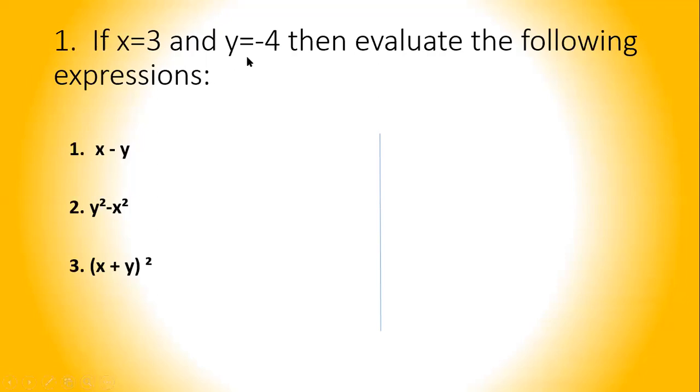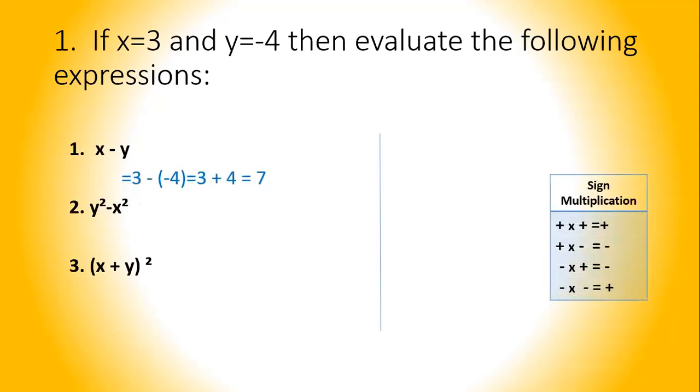If x equals 3 and y equals minus 4, then evaluate the following expressions. Number 1, x minus y. The expression is given on your screen, and you have to put in the values. Here you have to put the values of x and y in the given question. First of all, put the value of x, and then put the sign of minus. Here x equals 3, so just copy down 3 here. Then copy down the minus sign from the question and the value of y.